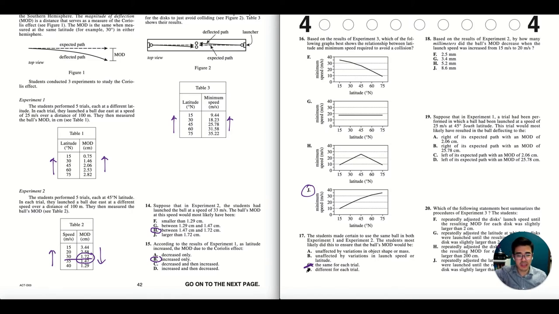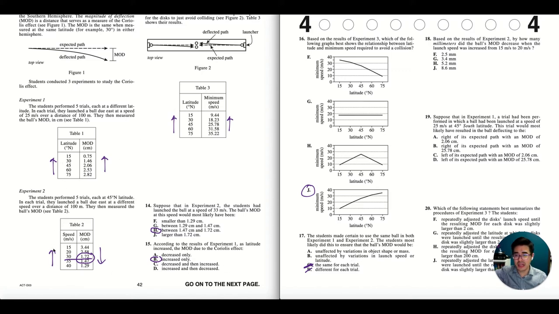You don't want it to be different. You just want it to be unaffected. That's the purpose of a control variable. So what do we want it to be unaffected by? The variations of the object's shape or mass. Does that make sense? Unaffected by variations of the launch speed or latitude.